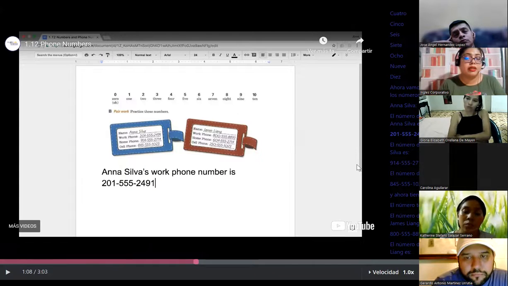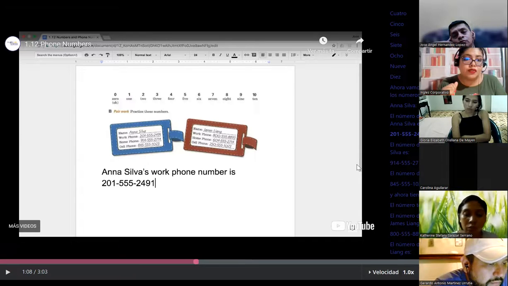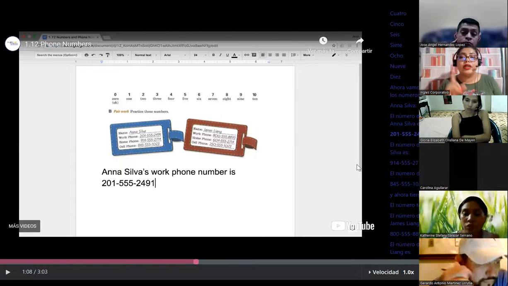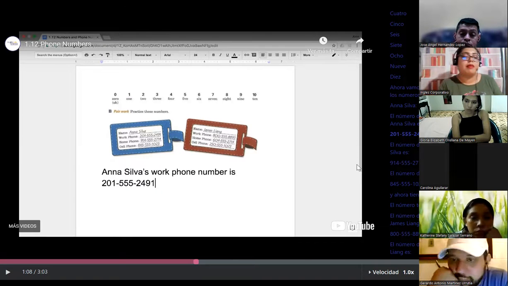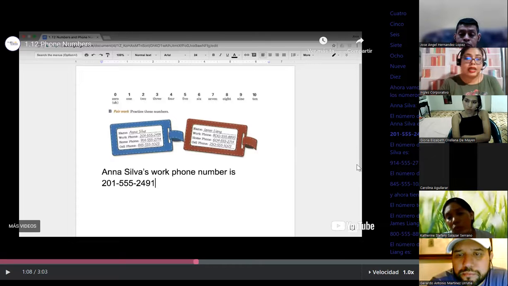So in this case, we say 201-555-2491. The next number that we have there, el siguiente número que aparece ahí es home phone. El número de su casa que es el 914-555-2714. And the cell phone is 845-555-1023. Ahora, cuando decimos los números, si ustedes se fijan, no lo decimos zero. Sí se puede hacer, obviamente sí lo podemos pronunciar de esa manera, pero es más común que digamos O, como la letra O. Entonces, en este caso, cuando ustedes vayan a dar un número de teléfono en Estados Unidos, tienen que decir O, porque esa es la pronunciación que ellos utilizan a la hora de dar un número de teléfono. Entonces, hay que recordar que en US, they give the numbers one by one.